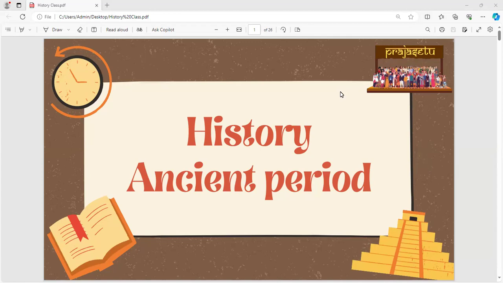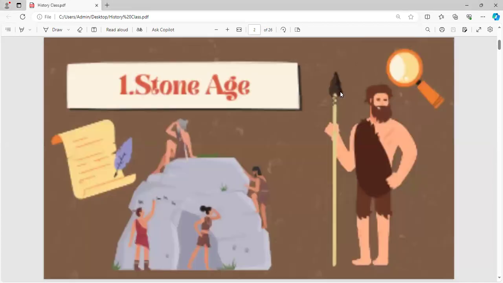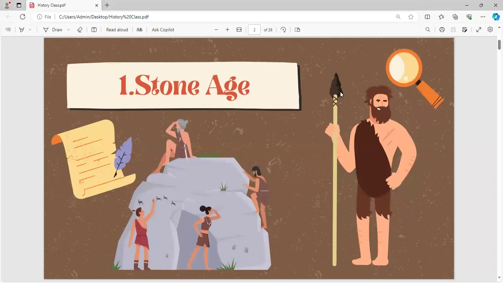2024 preliminary exams. One by one, we have to see all the topics in GS-1 and GS-2. Today we are going to study the history portion. In history, we are going to discuss the ancient period. There are some subtopics, and one by one we will discuss them. First, we have to study the Stone Age.